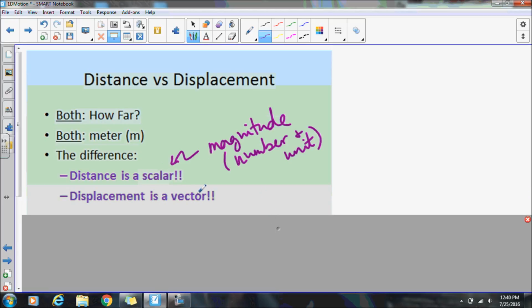Displacement is a vector. So displacement, when we're talking about a vector quantity, means also direction. So instead of just 5 meters, it would be 5 meters north, negative 5 meters, 5 meters forward, something like that. There is a direction.